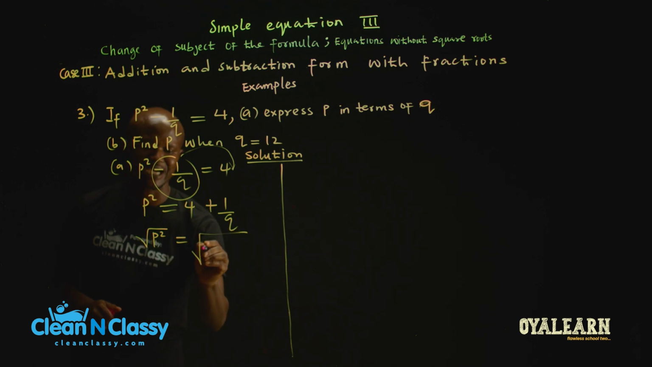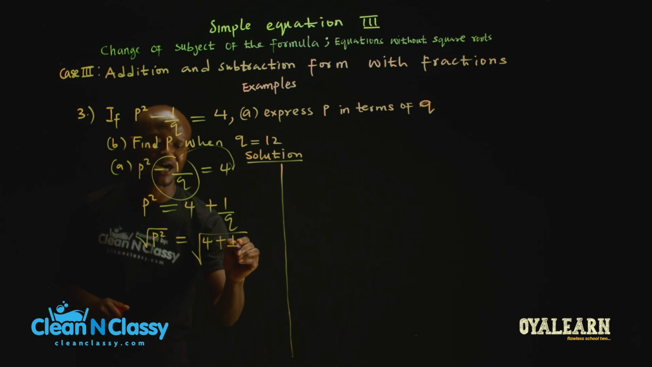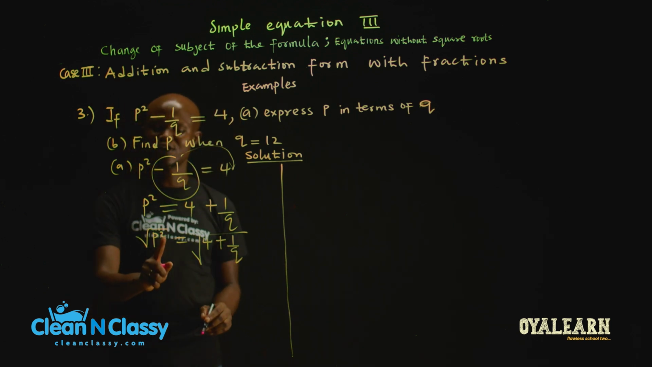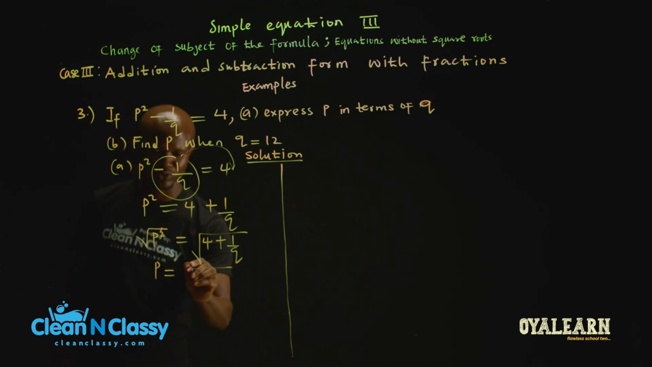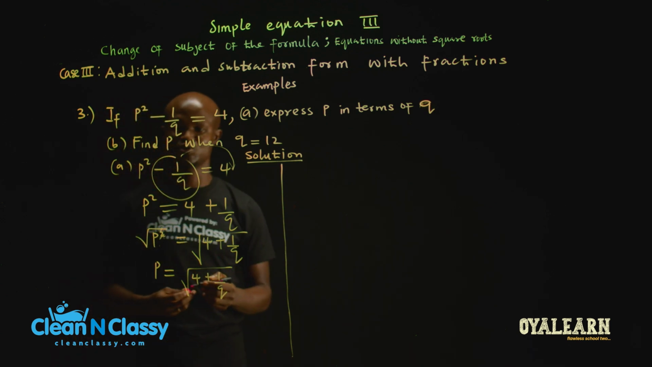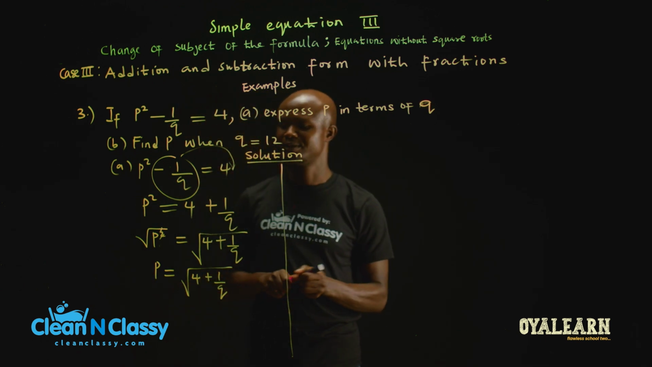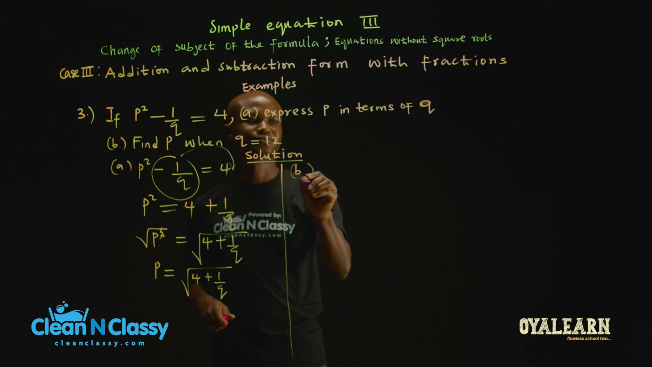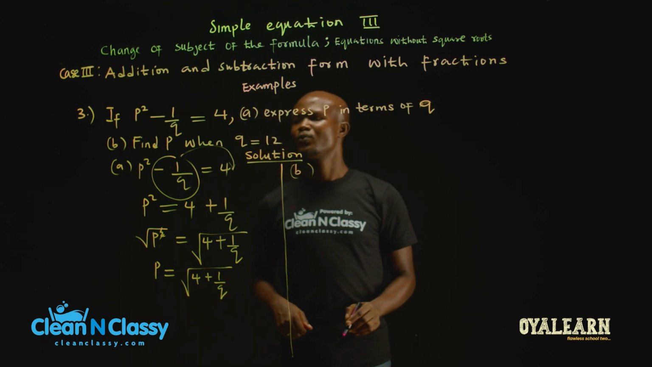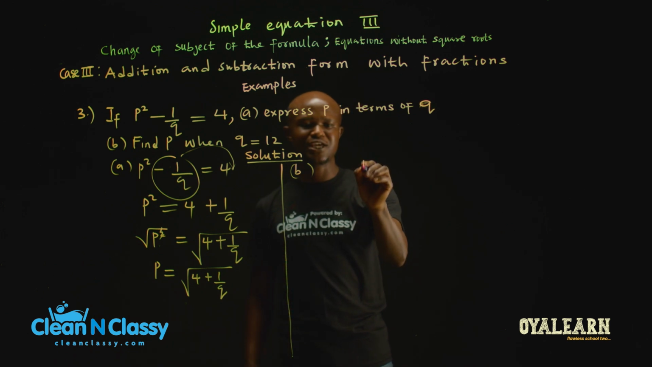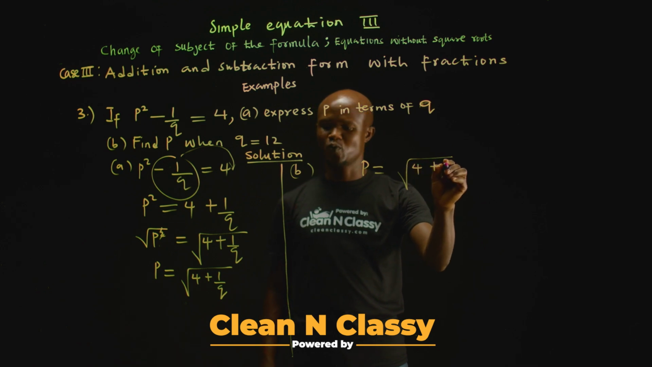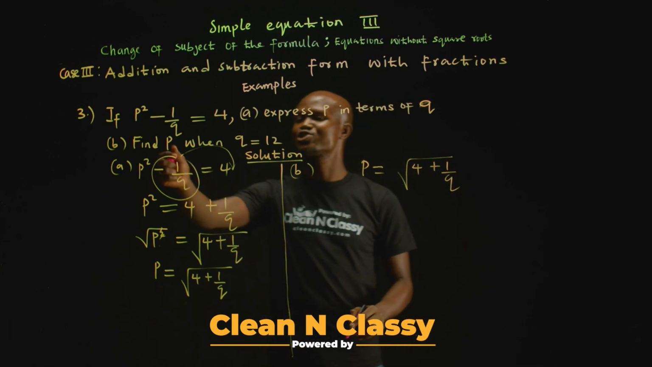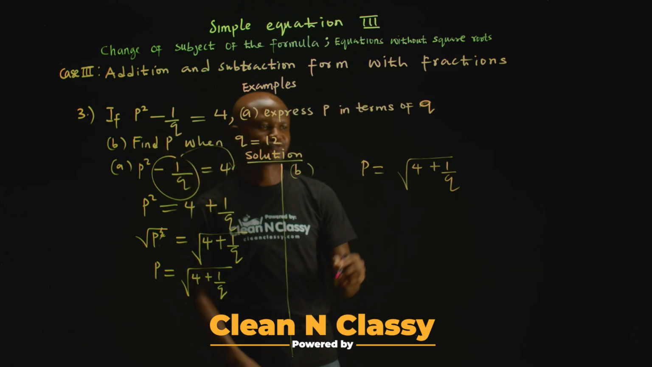By taking the square root of both sides, we have 4 plus 1 over q. So square root of p squared will become what? P. So p equals the square root of 4 plus 1 divided by q. That is the solution to the first part of the problem. Now the second part, B. For the B part, we are going to use this. We have P equals the square root of 4 plus 1 divided by Q. We are now asked to find the value of P when Q equals 12.